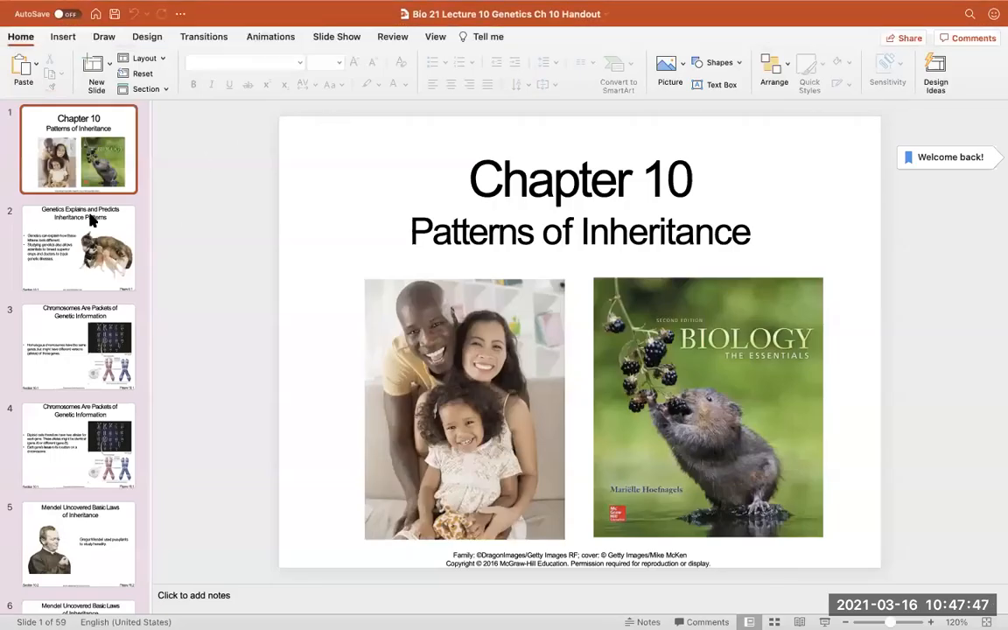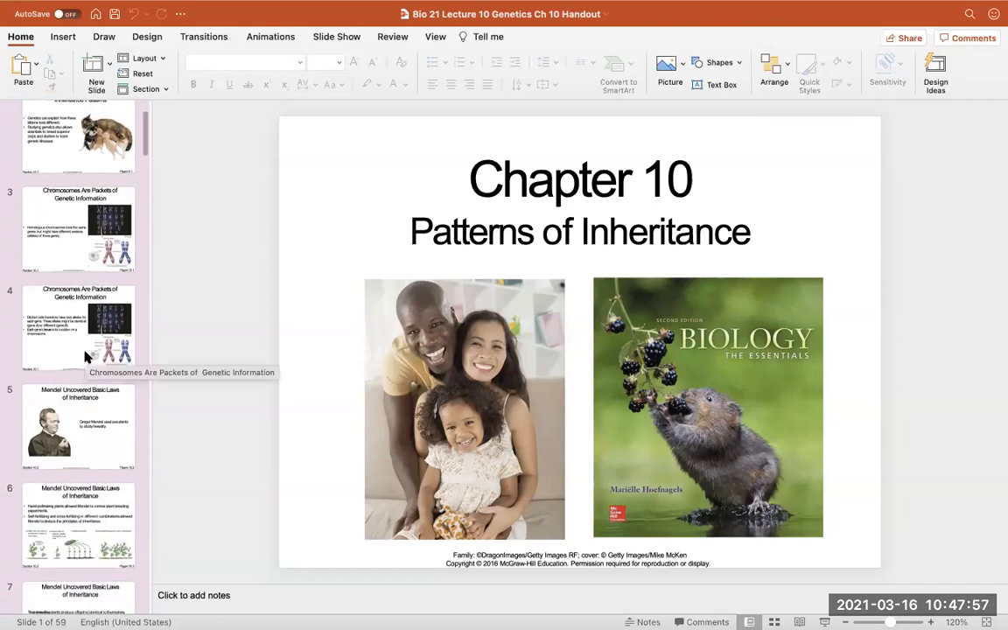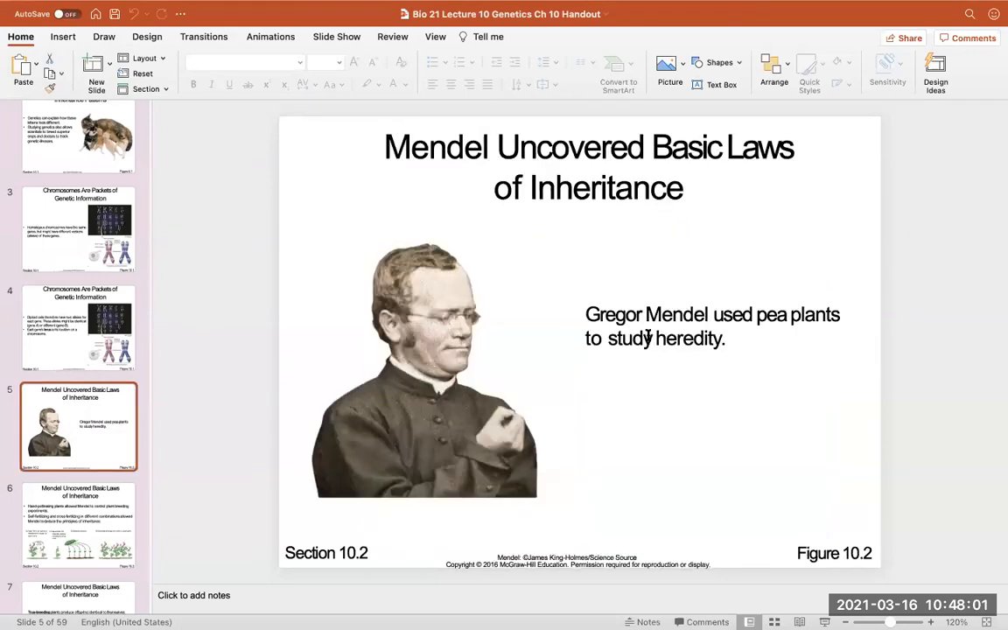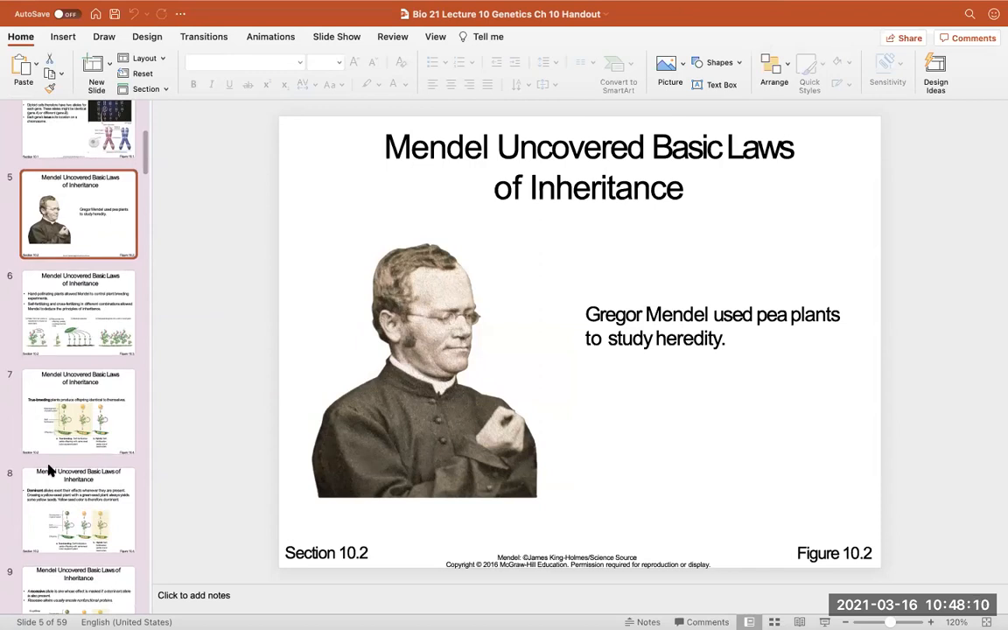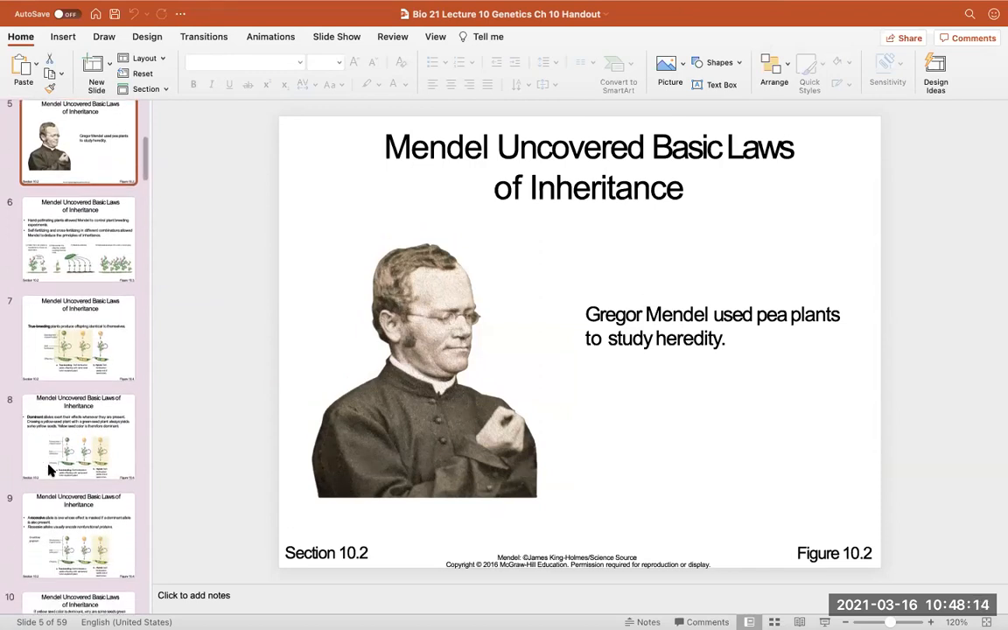So, good morning, everyone. We are going to continue our journey for Patterns of Inheritance, Chapter 10. Last time we talked about monohybrid cross, and then I told you guys Gregor Mendel, he was the father of genetics. He's the one who figured out the traits get passed on and the Punnett square. So, this is called the Mendelian genetics.